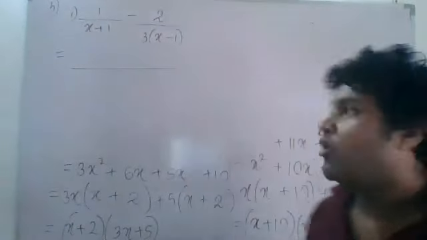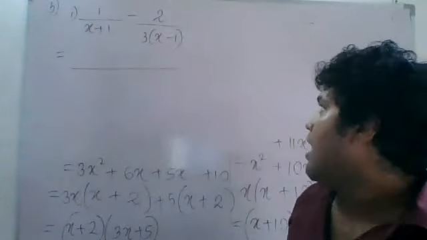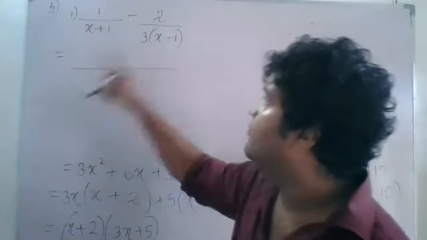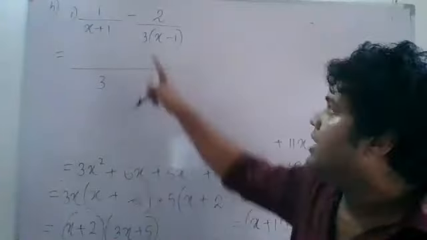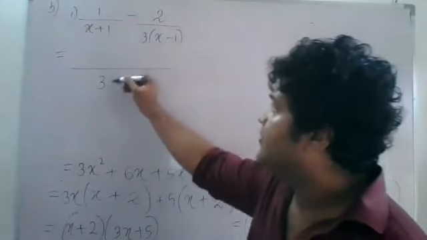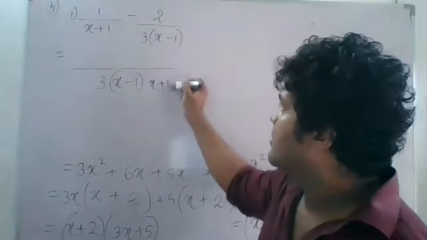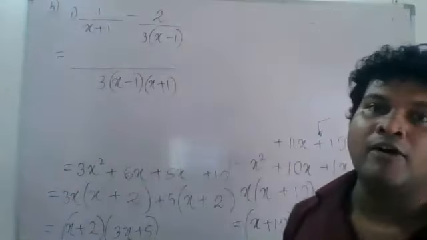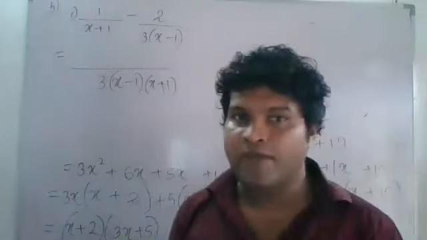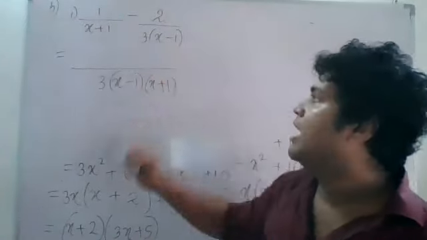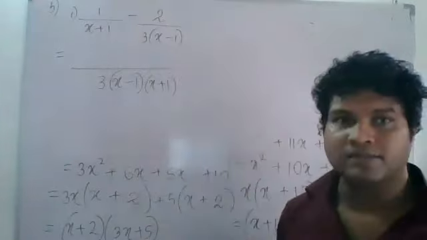How can we find the common denominator? I told you to write the different factors that you have. 3 is a different factor, x minus 1 is a different factor, and x plus 1. And after writing down all the different factors, we must write the highest powers possible, if there are any. But nobody has a power, therefore don't write powers.